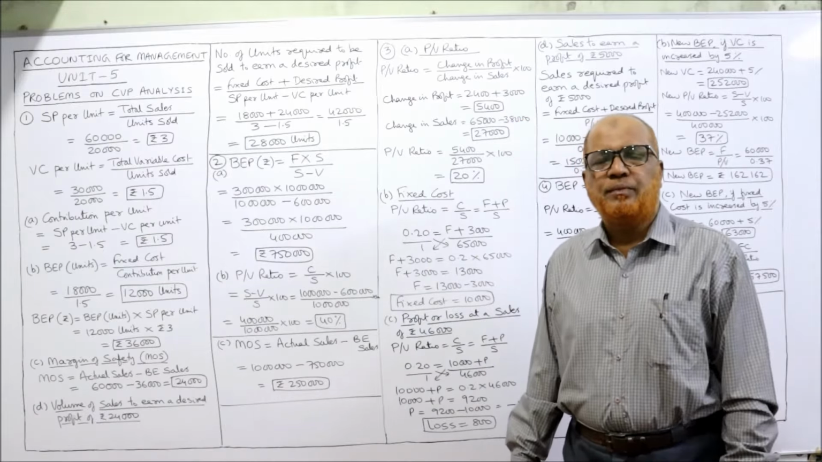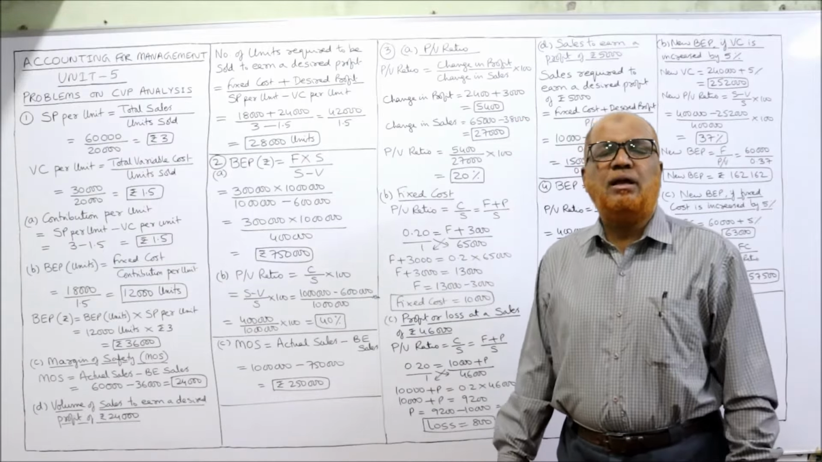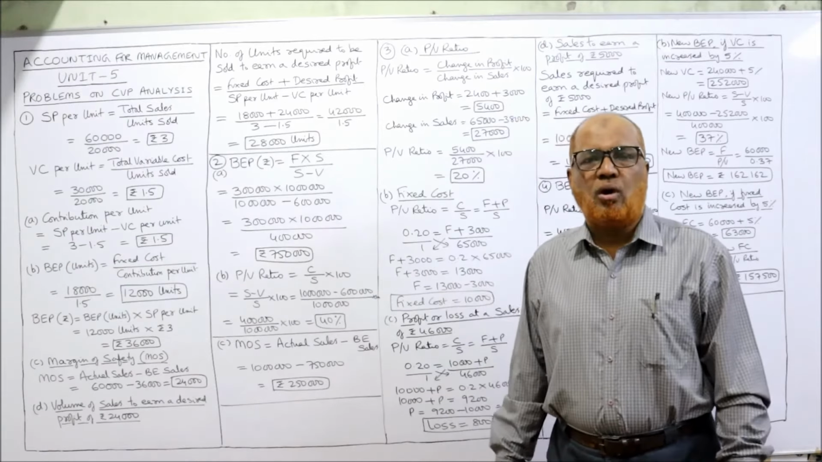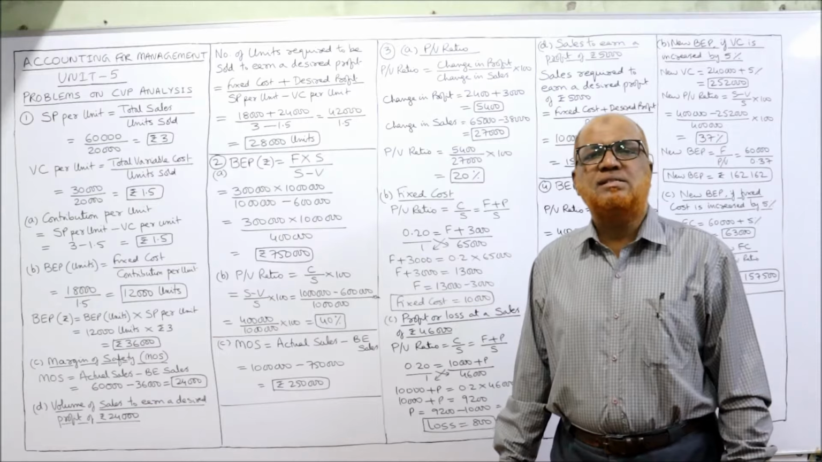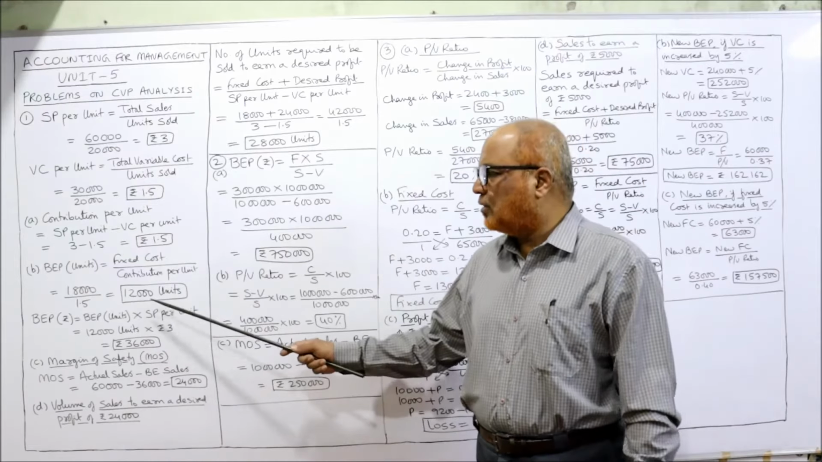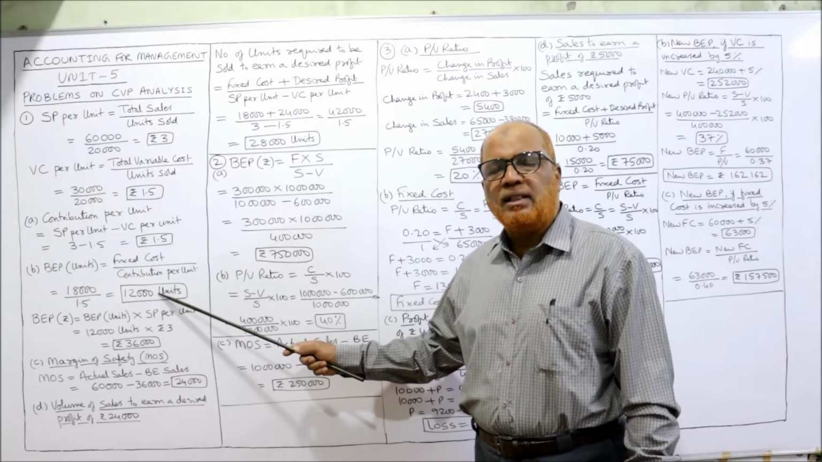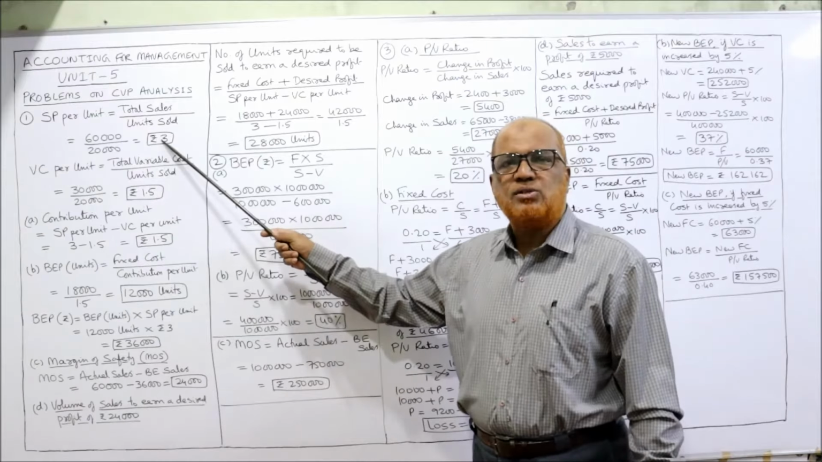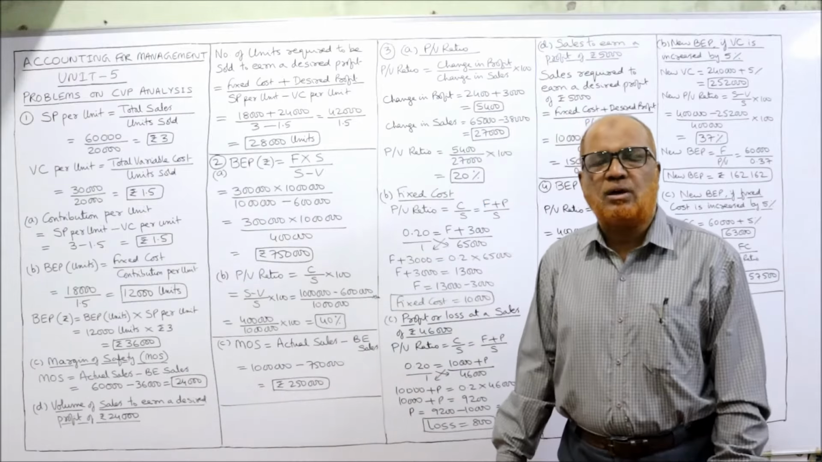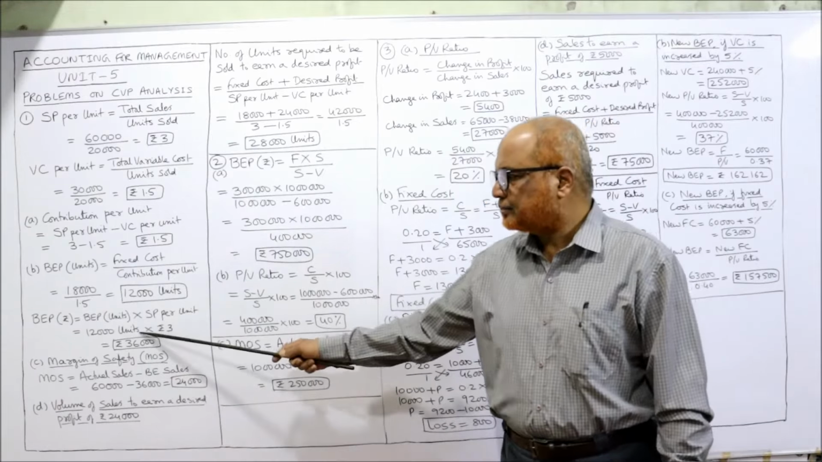That is the BEP in units. If you want to calculate BEP in rupees, multiply the BEP in units by the selling price per unit. BEP in units we got is 12,000, and the selling price per unit is 3, so 12,000 into 3, 36,000 rupees is the BEP in rupees.